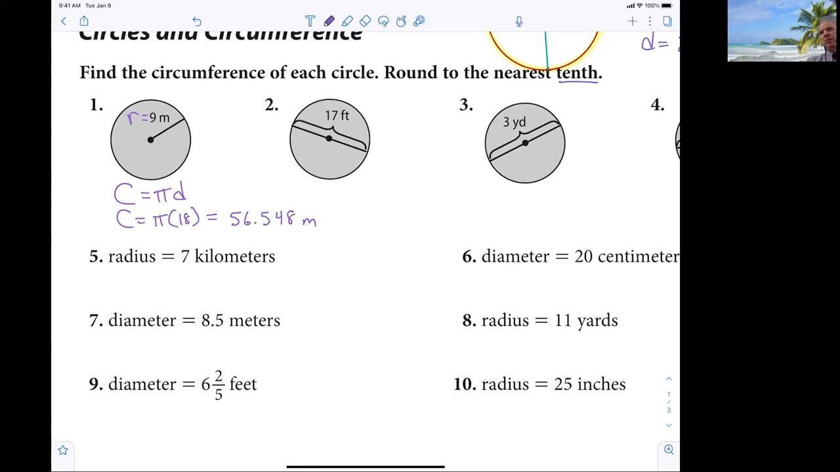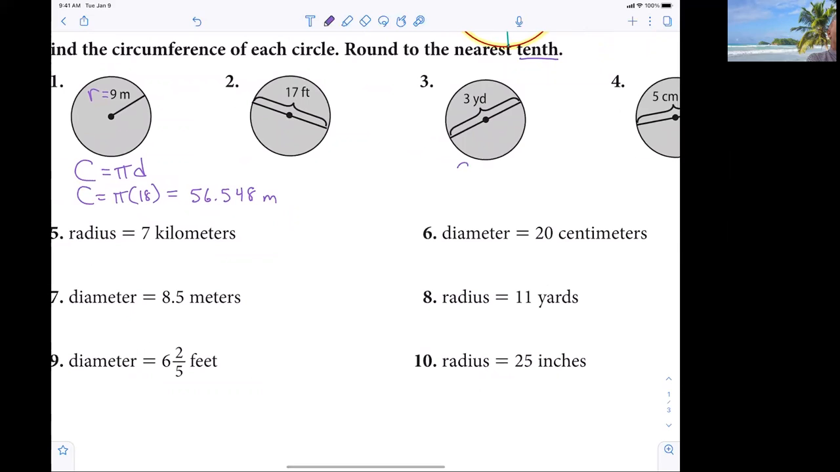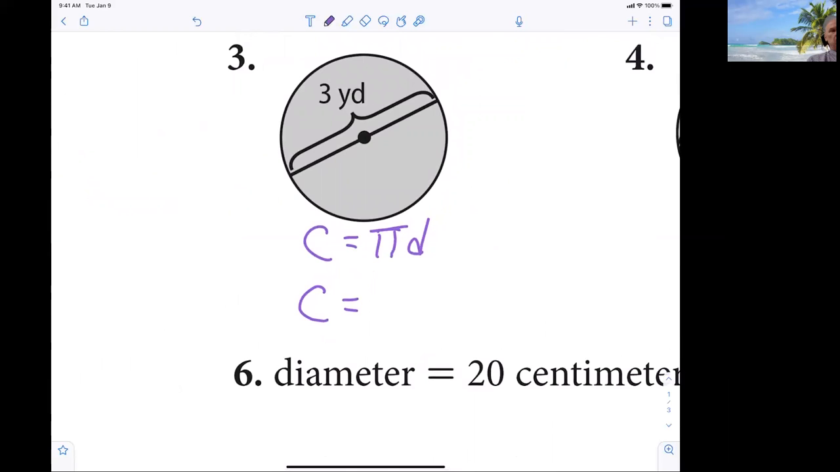Okay. So now we're going to start over there. KK, number three, I want you to write the formula circumference equals pi times d. What's the diameter in number three, KK? 34. No, but I'm asking, look at number three. I know, we're doing the odds. No, no. This is what I'm trying to show you. This all the way across is the diameter. That's how you tell the difference.